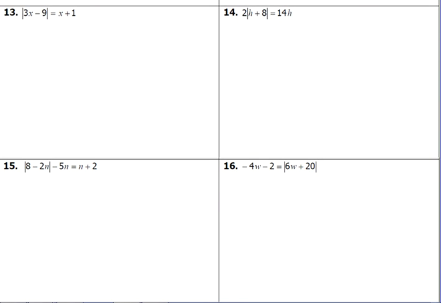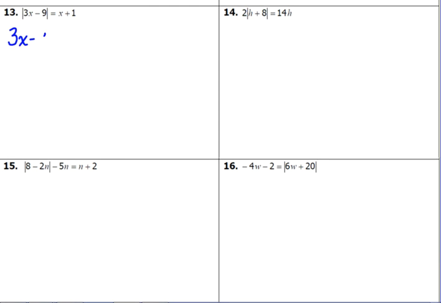Okay, so when we get to number 13 here, the problems shift just a little bit. Instead of just being equal to a constant, we've got a variable on the other side. Now, nothing really changes, okay? But here's where most people are going to get thrown off. We still isolate the absolute value like we normally would. Well, in 13, it's already by itself, so we don't have to do anything.